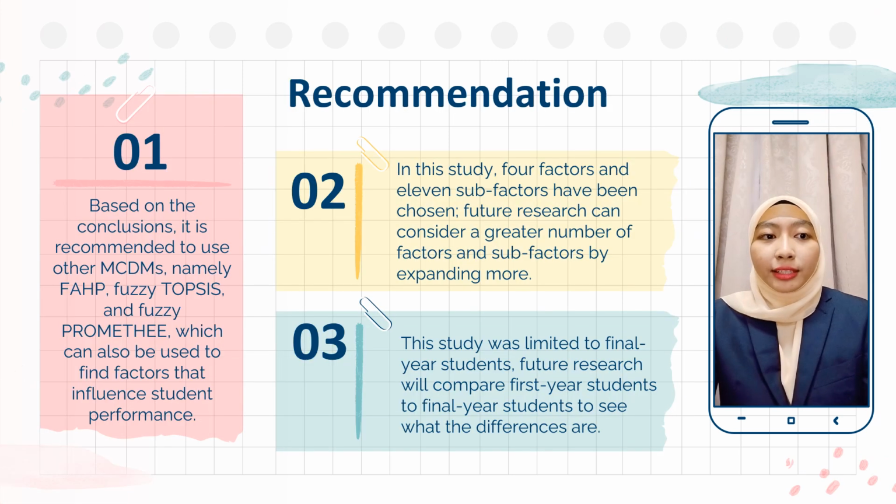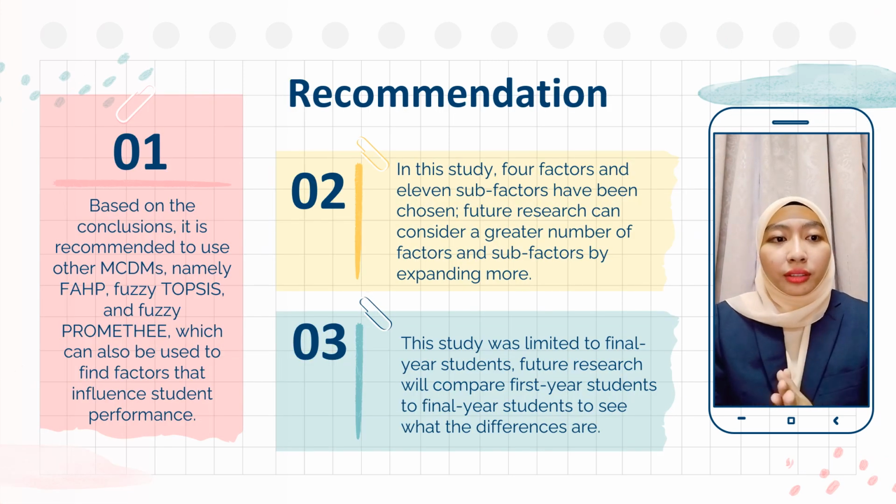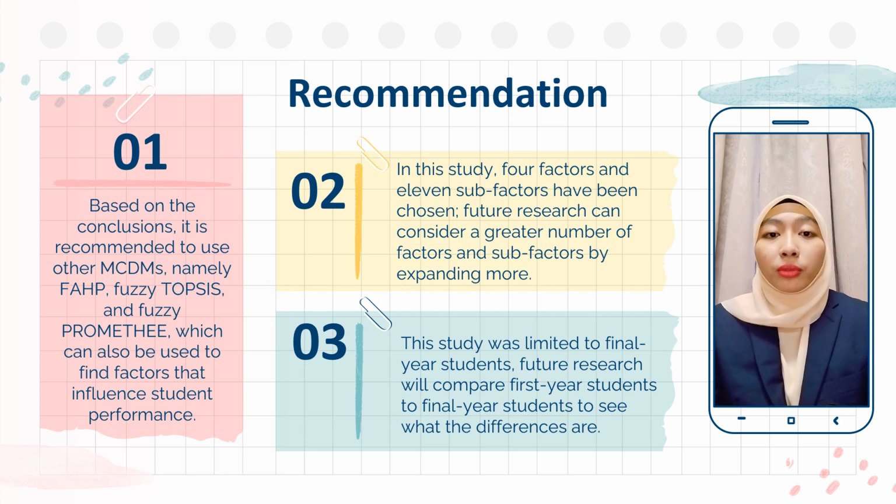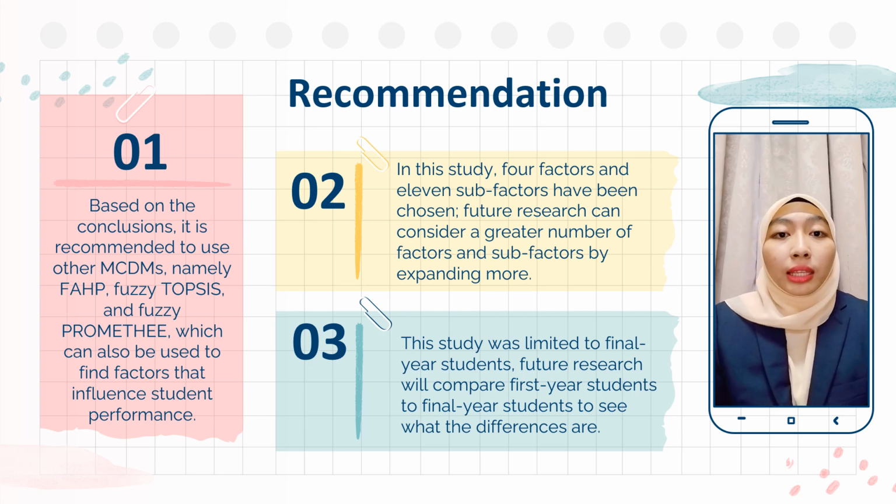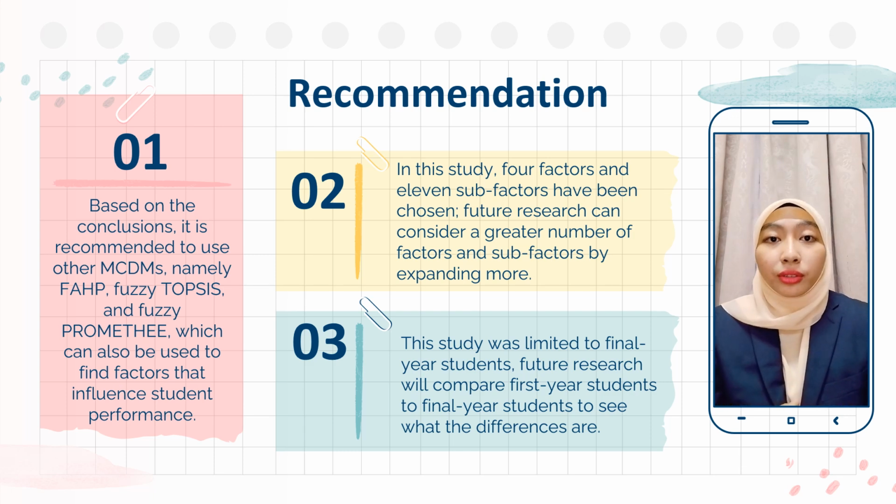Recommendation. First, based on the conclusion, it is recommended to use other MCDM methods, namely FAHP, fuzzy TOPSIS, and fuzzy PROMETHEE, which can also be used to find factors that influence student performance. Second, in this study, 4 factors and 11 subfactors have been chosen. For future research, consider a greater number of factors and subfactors by expanding more.